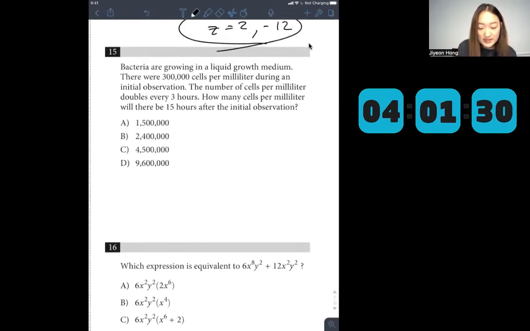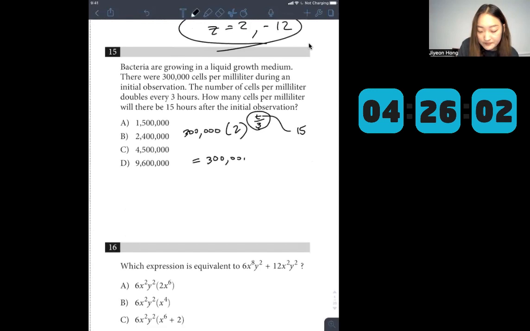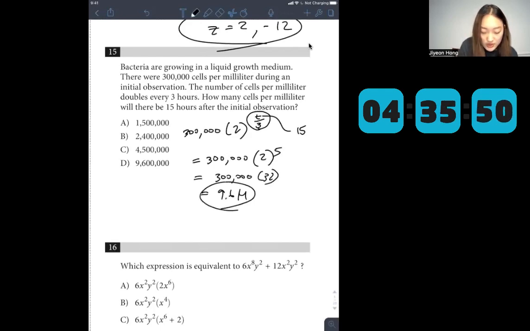Number 15, bacteria are growing in a liquid growth medium. There were 300,000 cells per milliliter during an initial observation. The number of cells per milliliter doubles every 3 hours. So this is going to be doubling, and it occurs every 3 hours. How many cells per milliliter will there be after 15 hours? So T is equal to 15. So we plug this in and get 300,000 times 2 to the 5th power, which is 300,000 multiplied by 32, which will be 9.6 million, which is D.